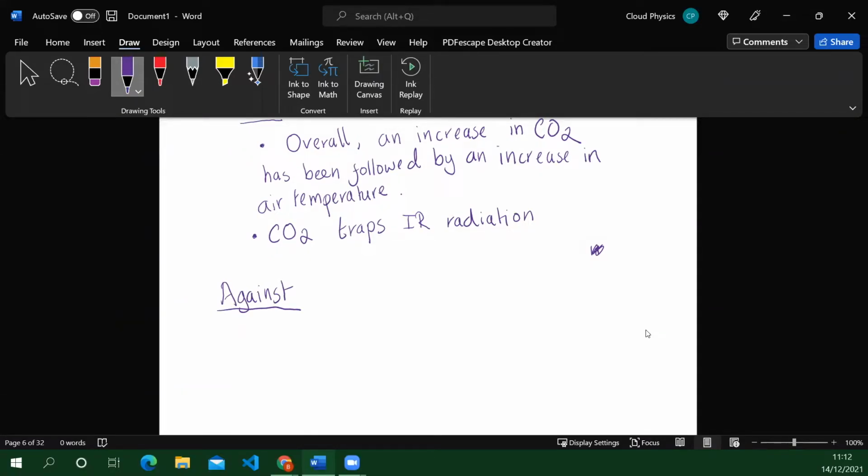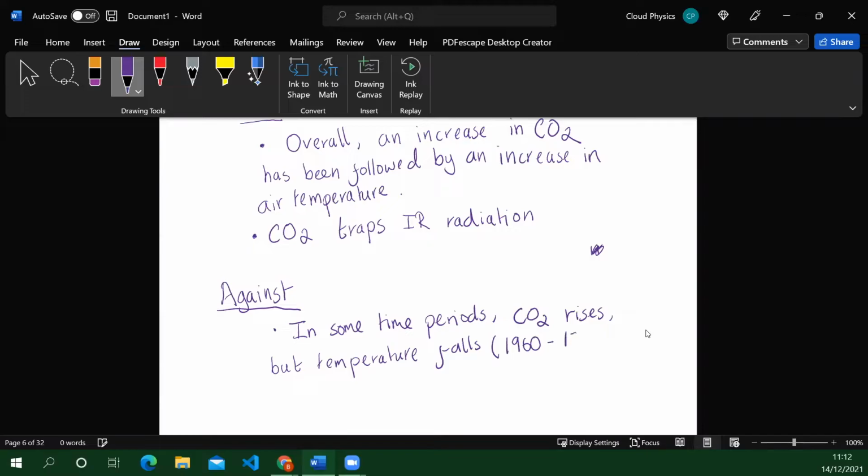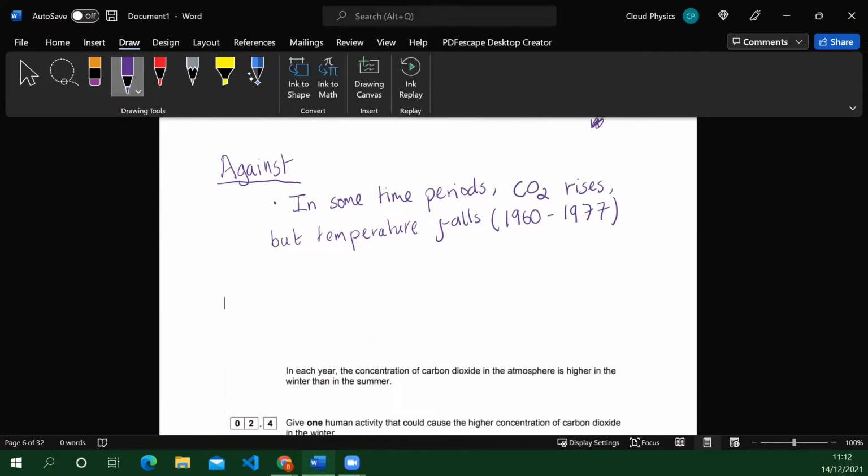Okay. So as we said, it's not straightforward. In some time periods, as we saw, CO2 rises but temperature falls. For example, in that period, 1960s to 1977, at the beginning of the graph, the temperature actually fell. You could also say other factors may be involved. Like I said, you can see there's probably something else going on as well.